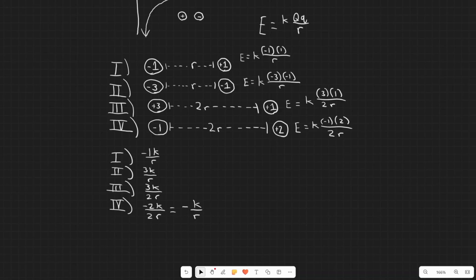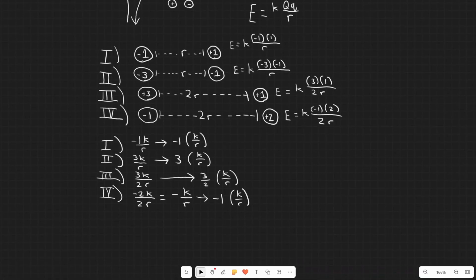If we look carefully, we'll see that all four of these equations include a number being multiplied by K and divided by R. So let's just factor out those to compare the coefficients. Now we can rank everything numerically. Notice that pairs 1 and 4 are equal, and they're the only ones with negative potential energies, so they should go at the bottom of our list.